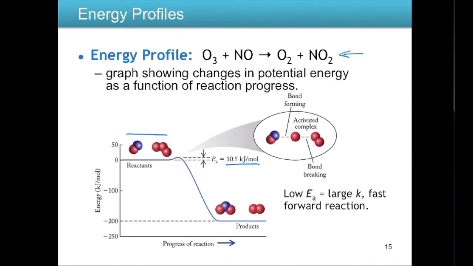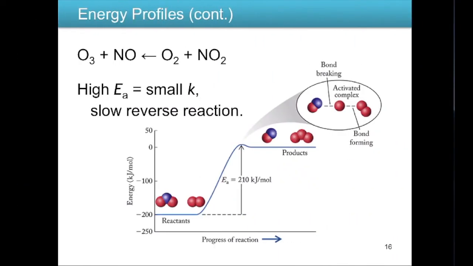If most of the molecules have enough energy to react, then that reaction will proceed very fast. Lots of molecules are able to have an effective collision, so they can easily produce products. So this is the takeaway from this slide: lower activation energy, large rate constant, fast reaction. Now, if we look at the same reaction in reverse, now we have a much larger activation energy.